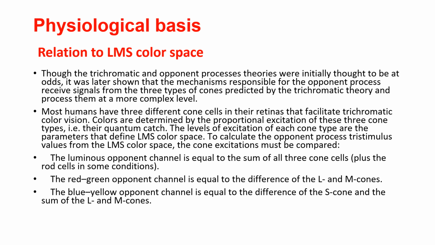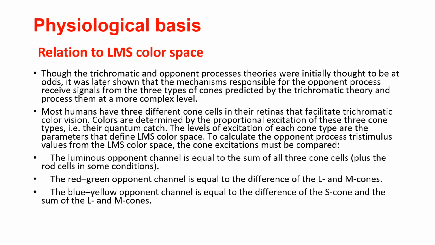Most humans have three different cone cells in their retinas that facilitate trichromatic color vision. Colors are determined by the proportional excitation of these three cone types, i.e. their quantum catch. The levels of excitation of each cone type are the parameters that define LMS color space.